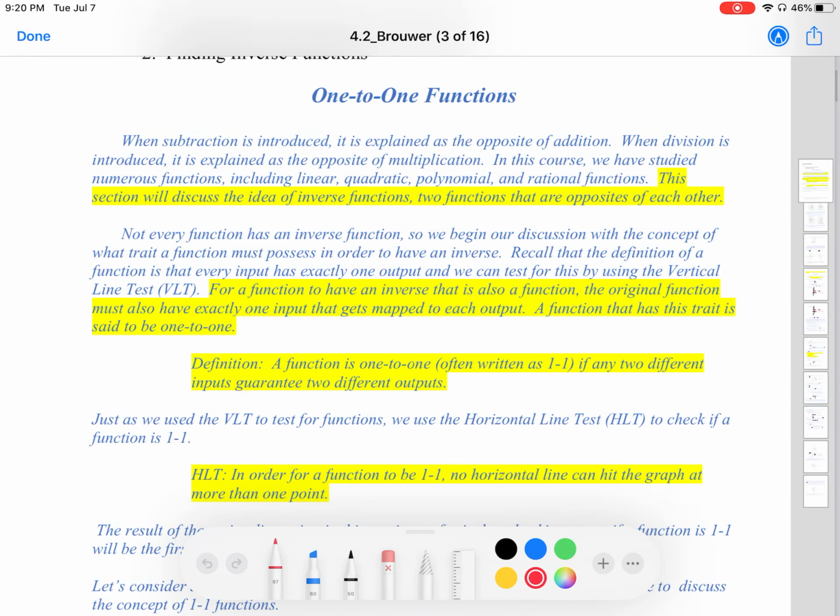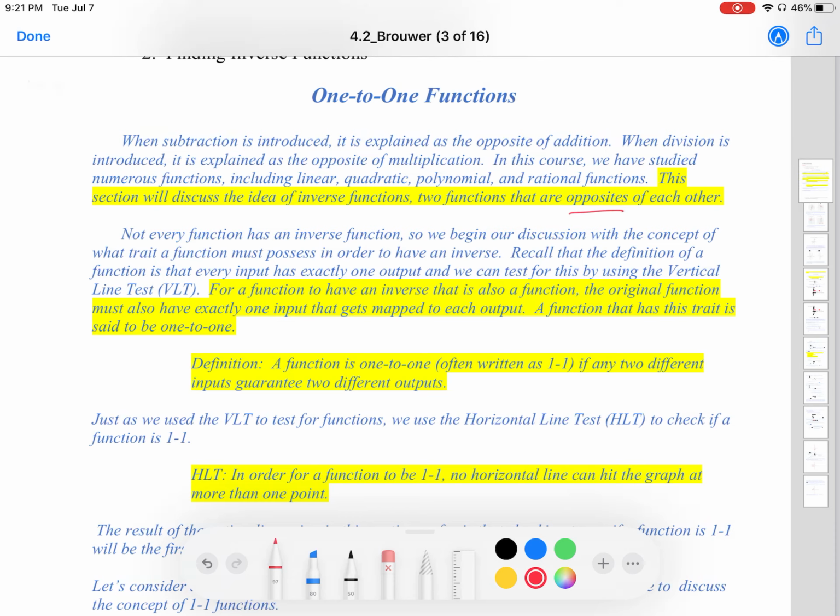When subtraction is introduced, it is explained as the opposite of addition. When division is introduced, it's explained as the opposite of multiplication. In this course, we have studied numerous functions, including linear, quadratic, polynomial, and rational functions. This section will discuss the idea of inverse functions, two functions that are opposites of each other.